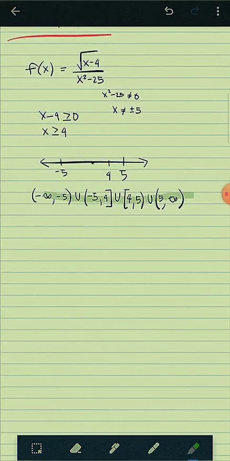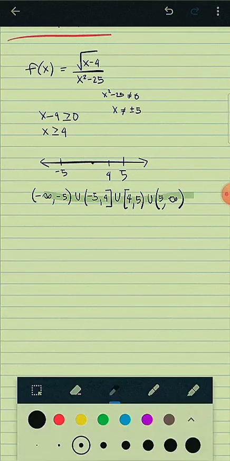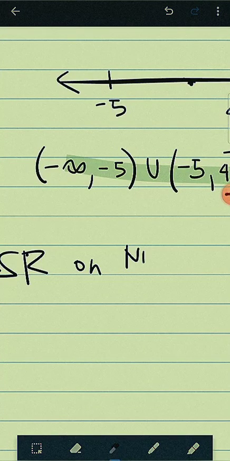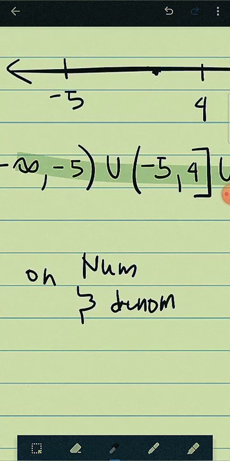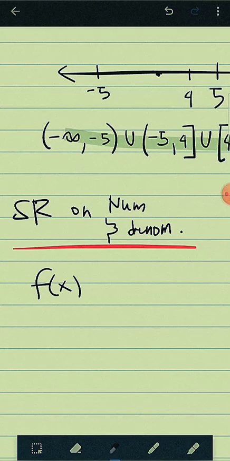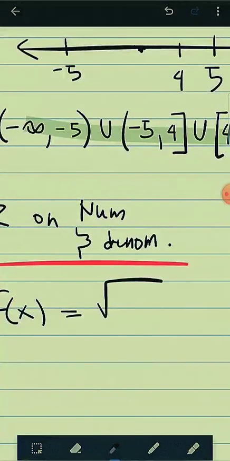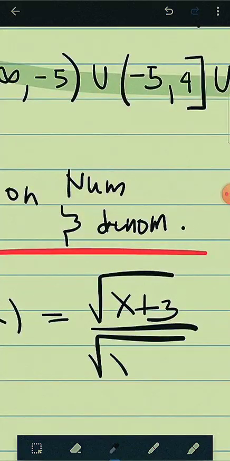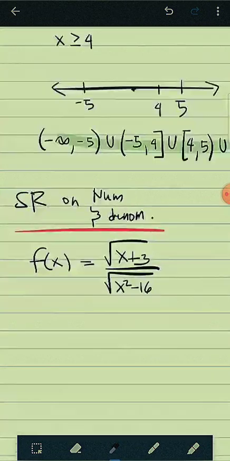And the last one for this video, the example. What if we have square root on numerator and denominator? So this time we have f of x equal to square root of x plus 3 over square root of x squared minus 16.